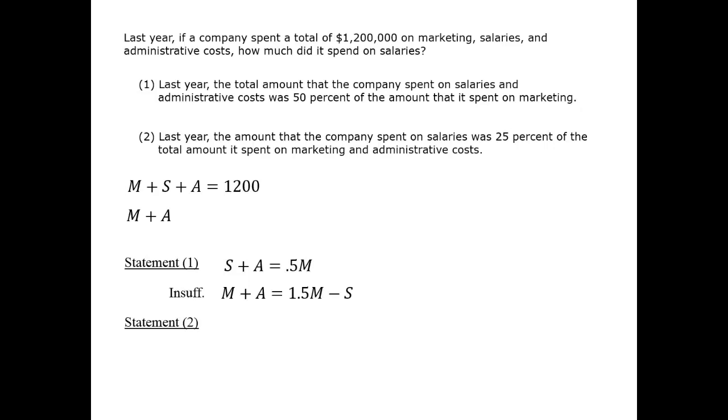Statement 2, in algebraic terms, tells us that s equals 0.25 times (m plus a). Again, we have only two equations for three variables, but fortuitous algebra is present here. We can rewrite this equation by multiplying as m plus a equals 4s.